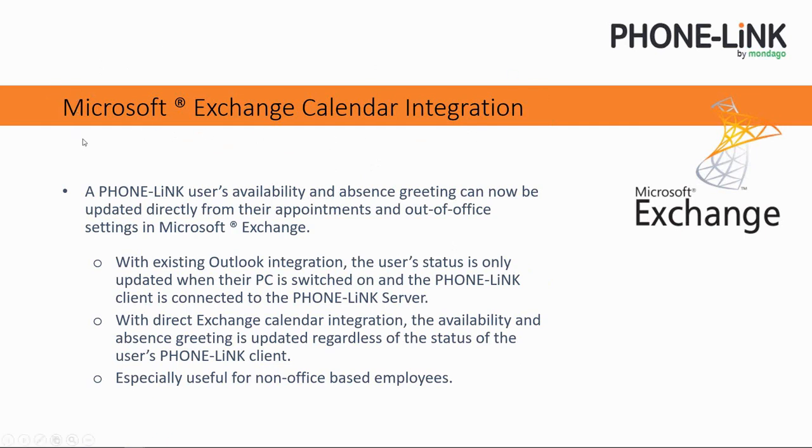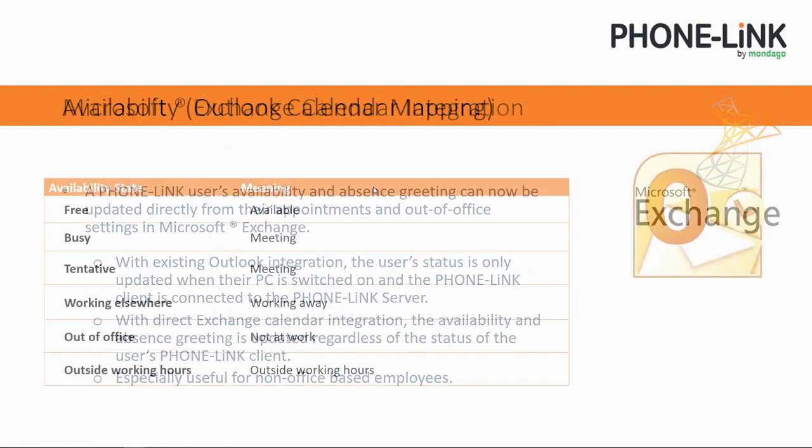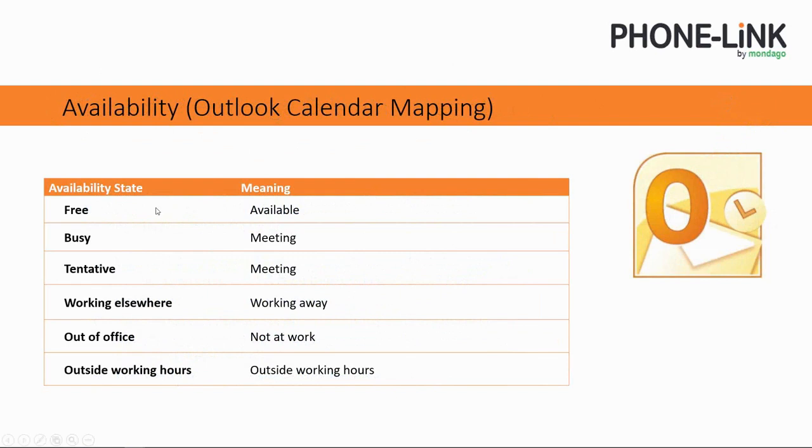the information is taken from the Microsoft Exchange server directly. So when you create an appointment in the calendar in Outlook, you've got various options, so free, busy, tentative, etc. And this is how they translate to the availability status within the PhoneLink software.